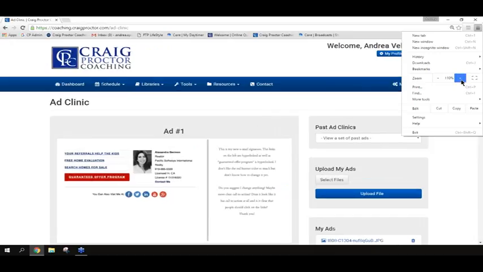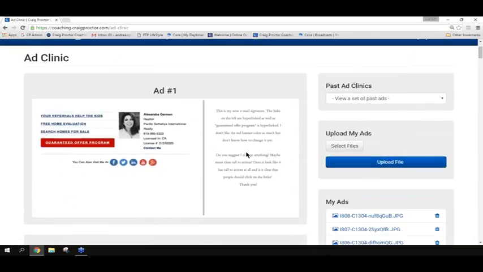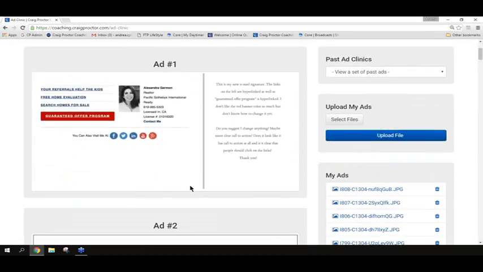Okay. Do you want to know what this is? This is a signature, an email signature. Okay. Well, I don't know if I call that an ad. I don't think that's really a lead generator.